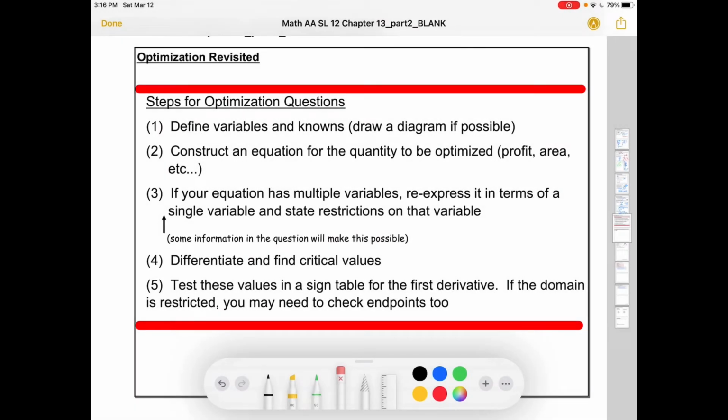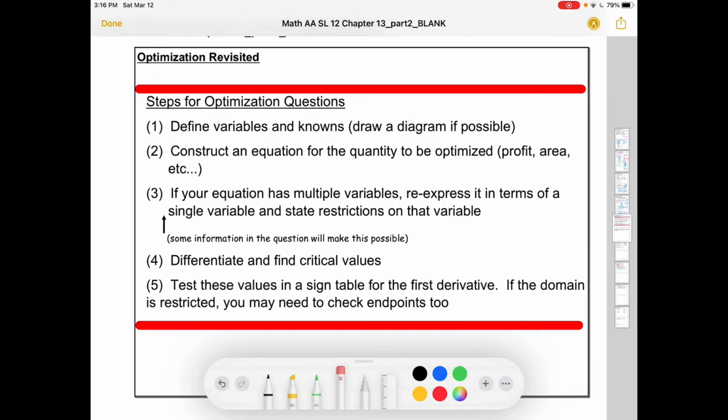Hi folks, welcome to this video on revisiting optimization in differential calculus. We've already had video lessons on doing some optimization before, but we're just taking a look here in a different context for economics and also looking at another one with trig.